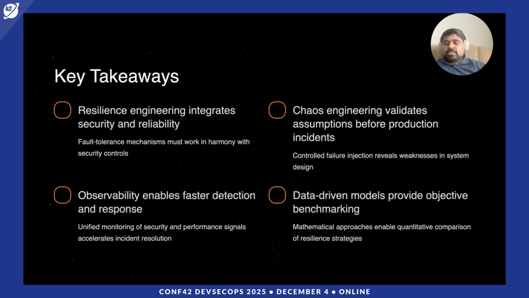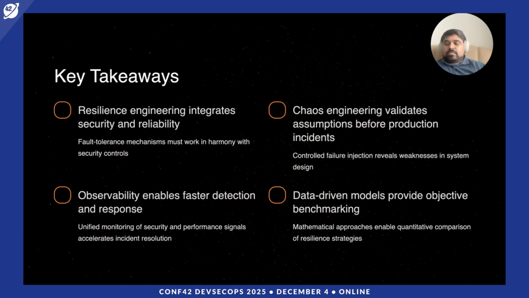Takeaway 3. Chaos engineering validates assumptions before production incidents. Controlled failure injection reveals weaknesses in system design. Don't be disturbed by the failures; it's better to find them this way. Every chaos experiment prevents a real incident. Example: a chaos test finds the database backup is broken, and it's fixed before it matters. Don't wait till it becomes a real issue.